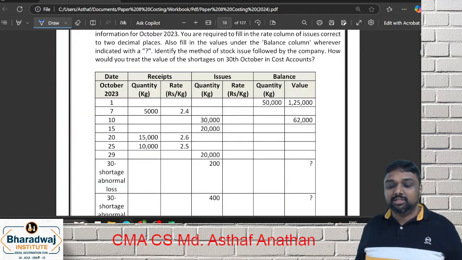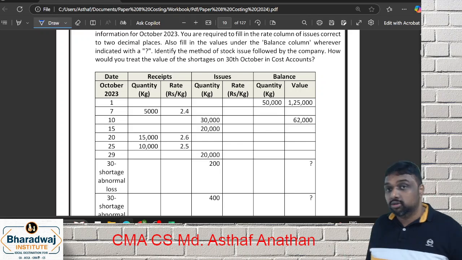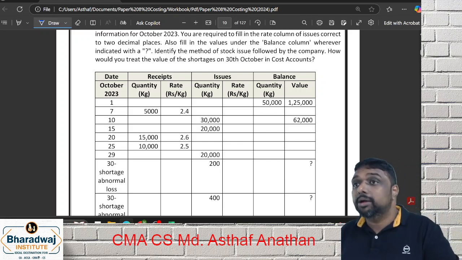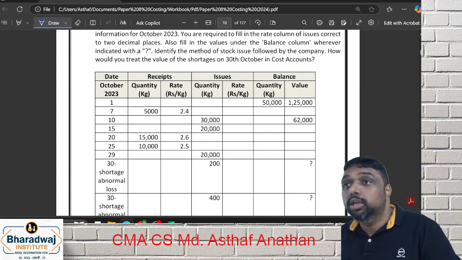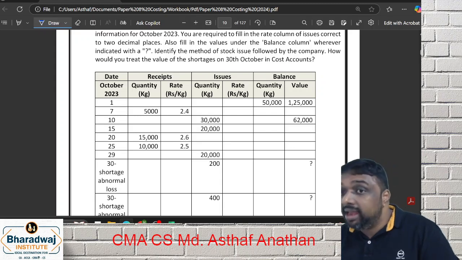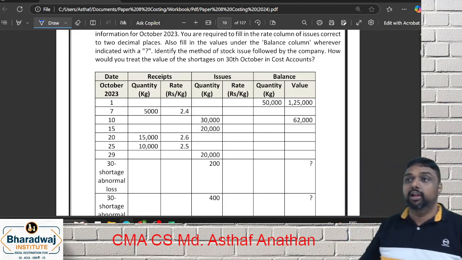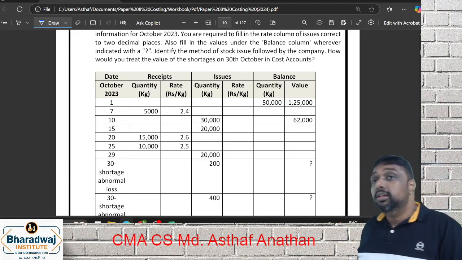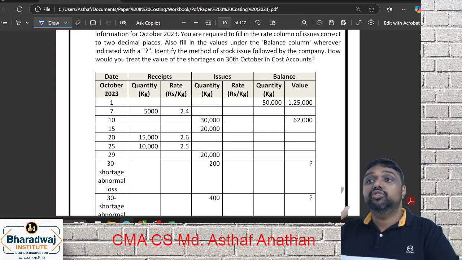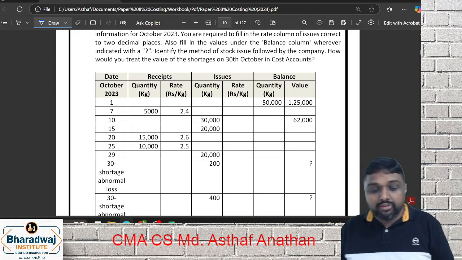So now here comes the point of stock level and stores ledger. See, I told you, for exam purposes the main points are EOQ and stock ledger. That we revise fully now. But let me tell you, there is some small chance that stores ledger also will come. If stores ledger questions are coming, which method will come?